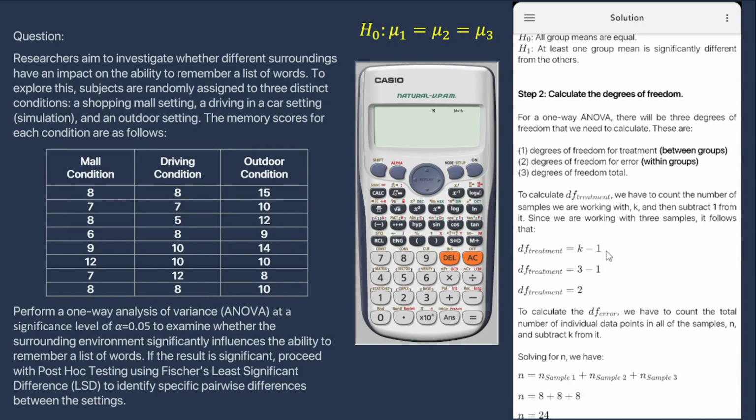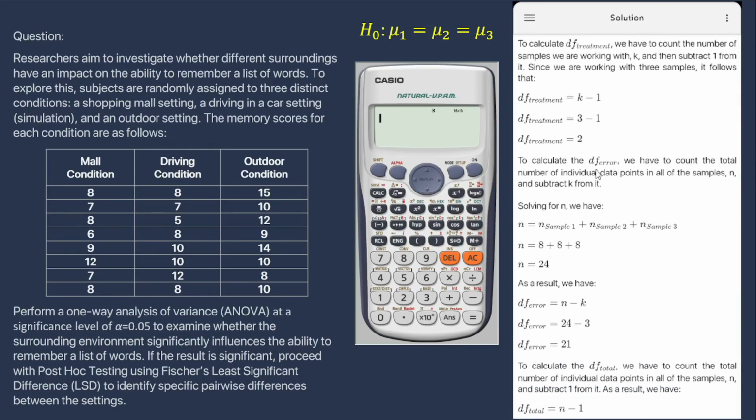For step 2, we calculate the degrees of freedom. And as stated here, there are three values that we need to calculate in this step. These are the degrees of freedom for treatment, or the degrees of freedom between groups, the degrees of freedom for error, or within groups, and the degrees of freedom total. To calculate the degrees of freedom for treatment, we have to count the number of samples we are working with, k, and then subtract 1 from it. Since we are working with 3 samples, the degrees of freedom for treatment is k minus 1, 3 minus 1, which is equal to 2.